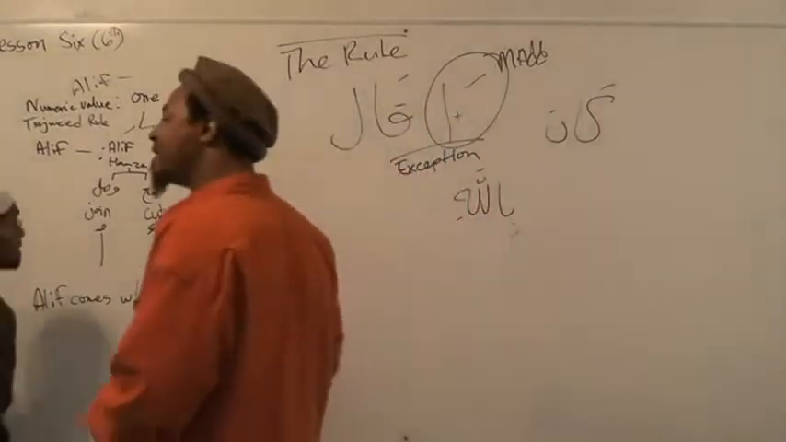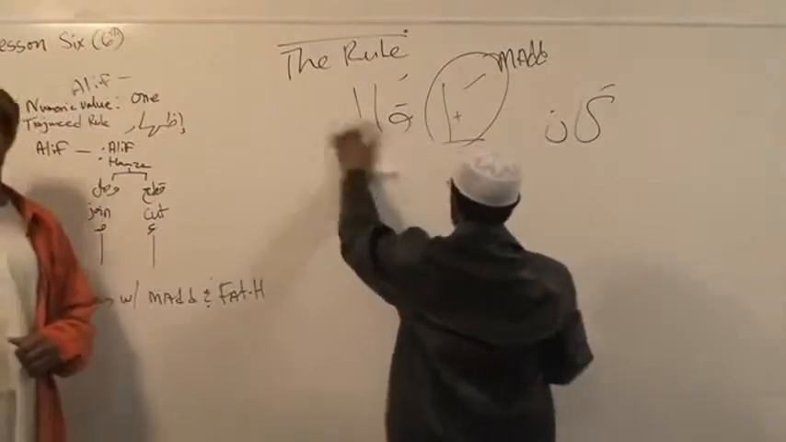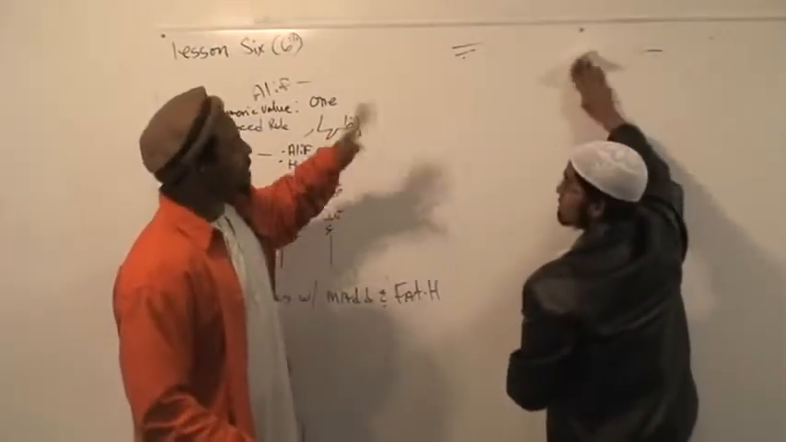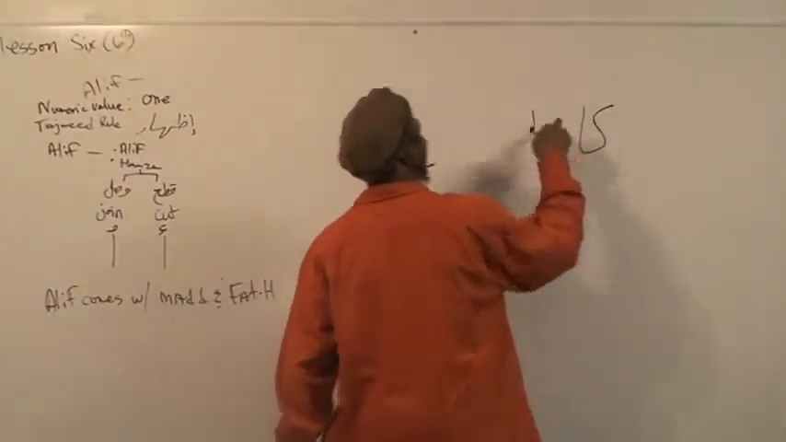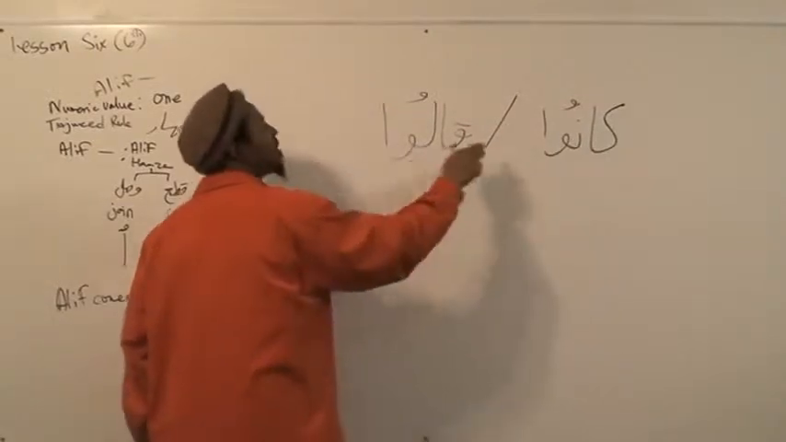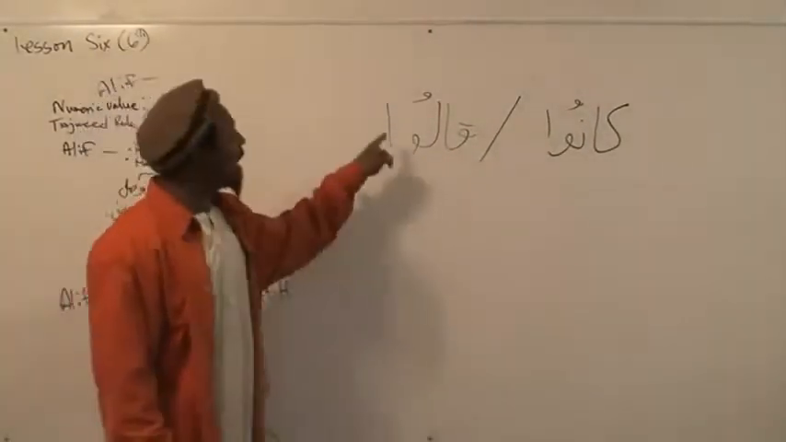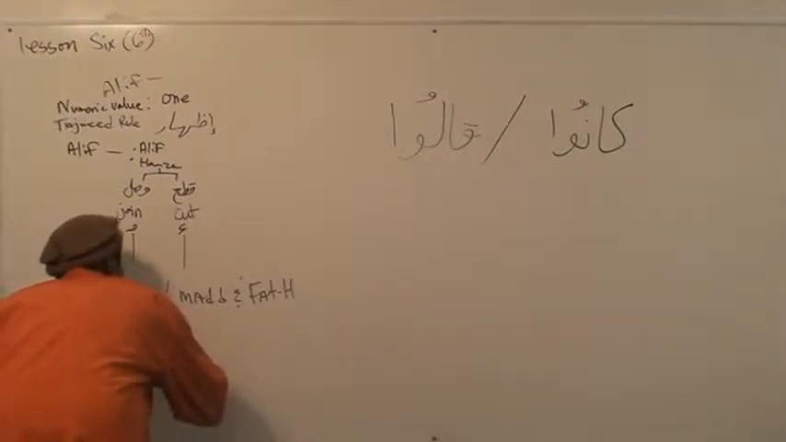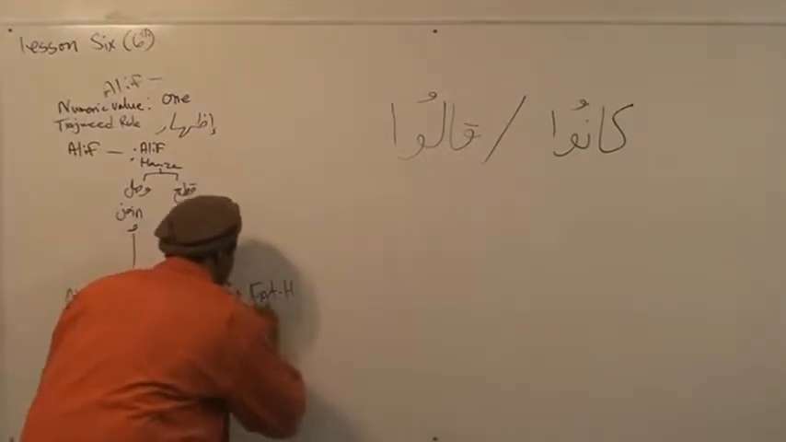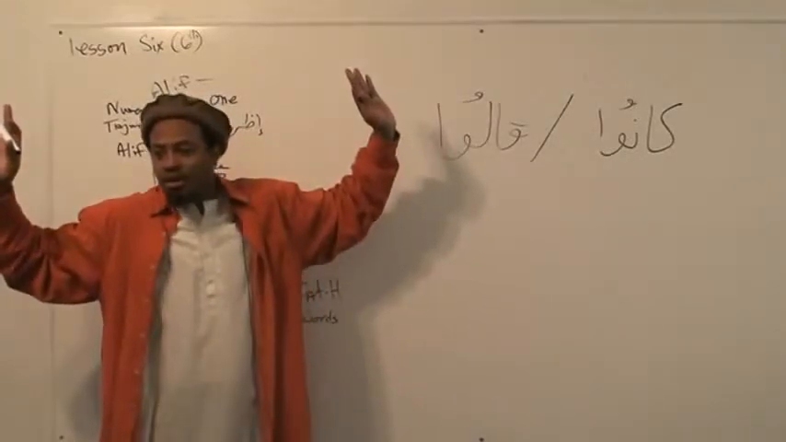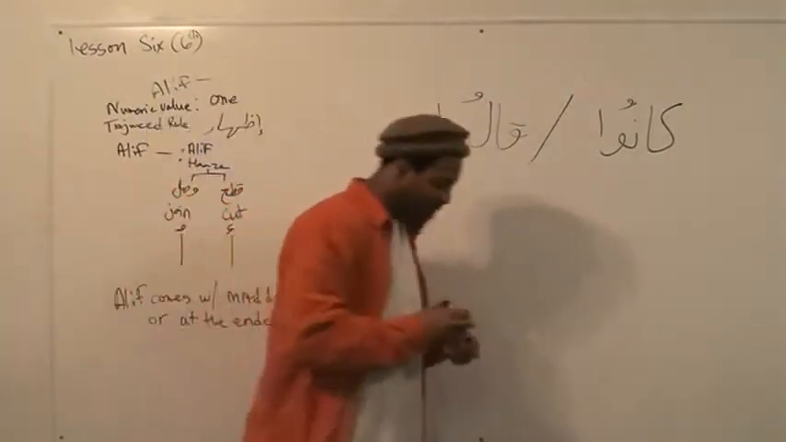Now alif also shows up at the ends of words. Instead of kana, now we're going to do kanu. Everybody say kanu. And everybody say qalu. Here, we see that alif comes at the end of the word, right? The purpose of this is to let you know that this word has ended. That's the only reason it's there, to let you know this word has ended. Okay, erase that.